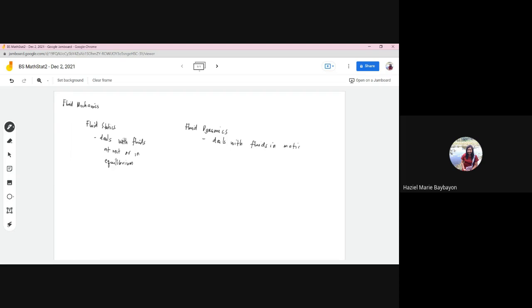Okay. So by the way, class, fluids. Matter can be categorized as solids, liquids, gases, and plasma. So solids are materials that are very compact. The molecules comprising a solid material are so compact that it is difficult for them to move, while liquids and gases can flow. So we call liquids and gases as fluids.